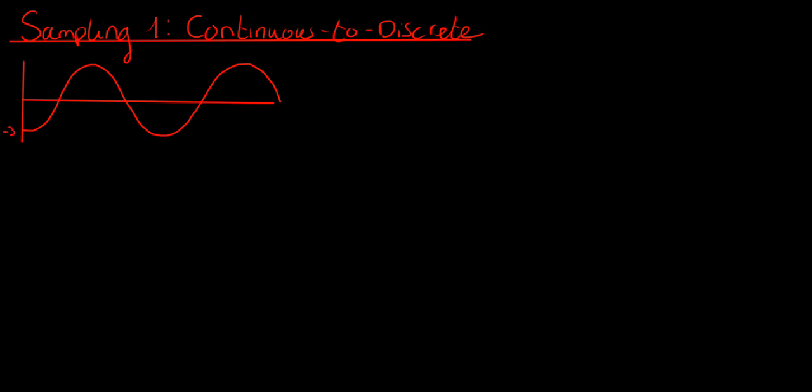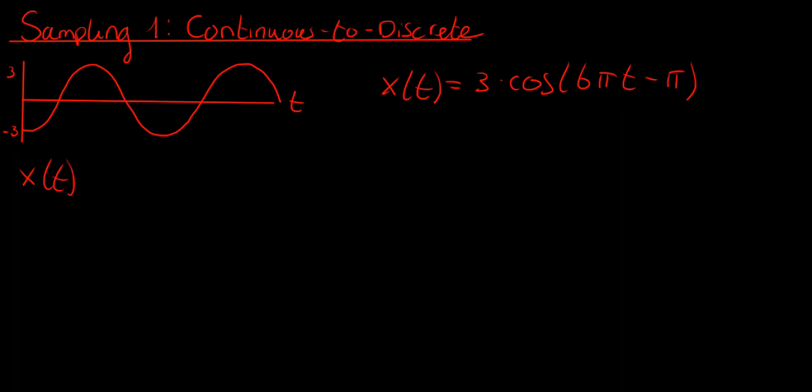Where its minimum point is -3 and its highest point is at 3. This is our t-axis, and this function is described by the following formula: 3 times the cosine of 6 pi t minus pi. Well, let's say we want to store this function onto a CD, because maybe it's music or maybe it's something else. Then the wave that we observe is our x(t).